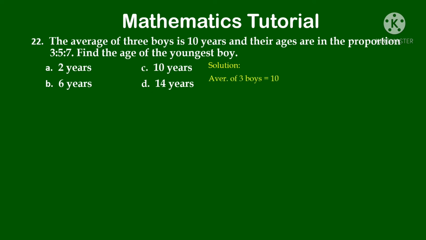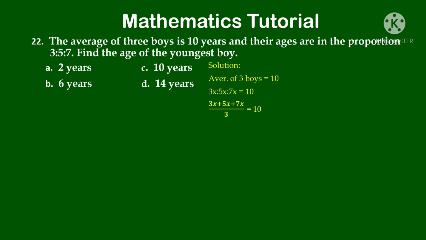Average of 3 boys. When we talk about average, we are going to add, then divide it by the total number of it. So, we have 3x is to 5x is to 7x equals to 10. Then we are going to divide, because since the problem is referring to the average, you are going to put a denominator of 3. Unlike yung sa previous na item, nag-add lang tayo kasi total ang nakalagay. Dito, ang nakalagay is average.